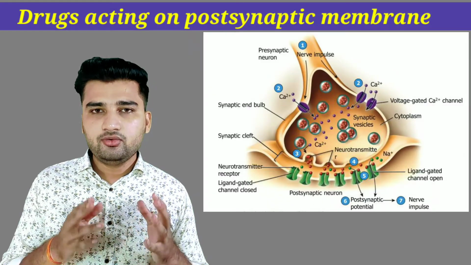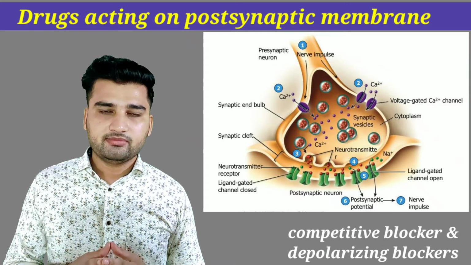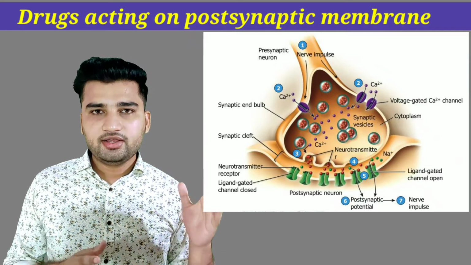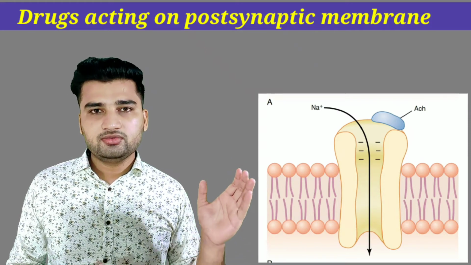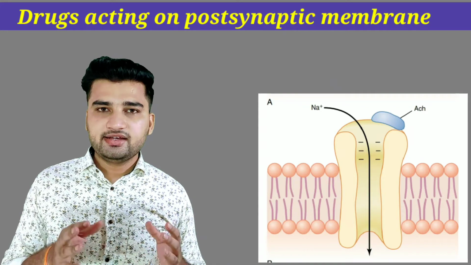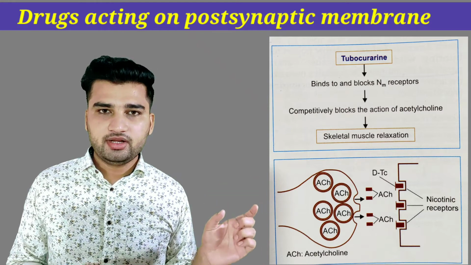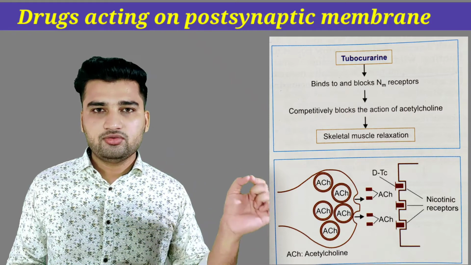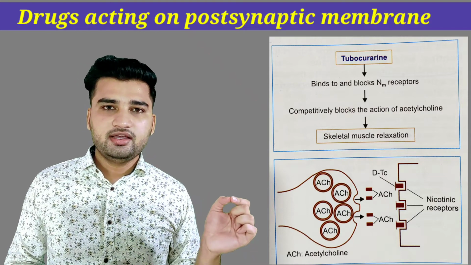Now come to the drugs that act on the postsynaptic membrane of the neuromuscular junction. There are two categories of drugs that act on the postsynaptic membrane. First are those drugs that attach to the nicotinic ligand gated receptor and prevent the attachment of acetylcholine to the postsynaptic receptor. These drugs are tubocurarine. Tubocurarine binds to the postsynaptic nicotinic receptor and blocks the attachment of acetylcholine. So there is no action potential generated in the postsynaptic membrane. Hence it decreases the physiology of the NMJ.